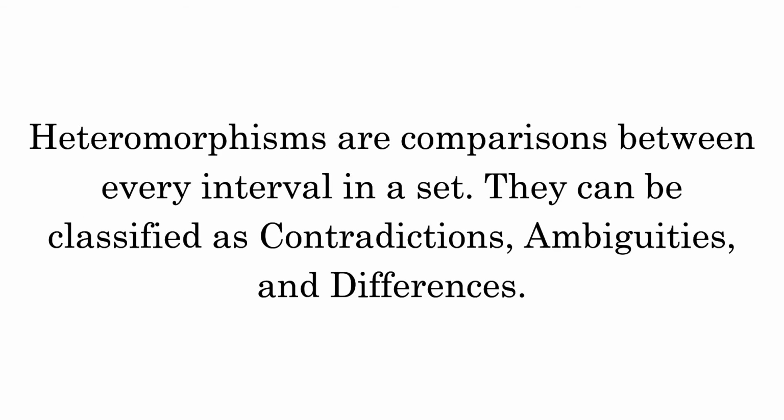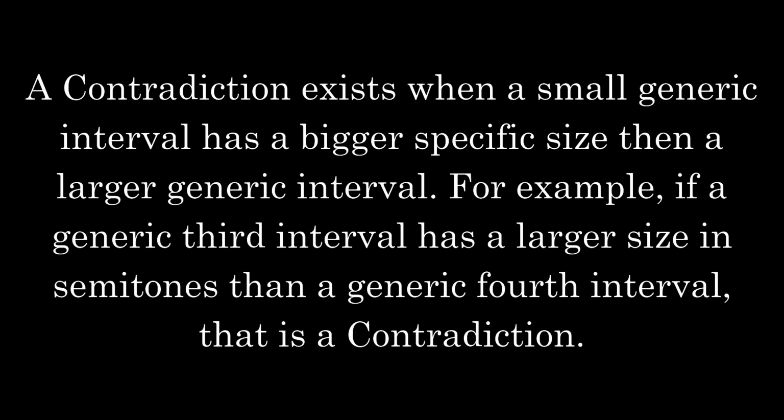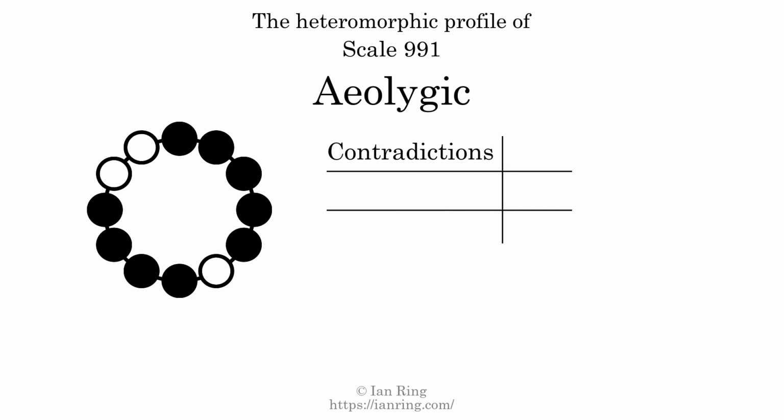Heteromorphisms are comparisons between every interval in a set. They can be classified as contradictions, ambiguities, and differences. A contradiction exists when a small generic interval has a bigger specific size than a larger generic interval. For example, if a generic third interval has a larger size in semitones than a generic fourth interval, that is a contradiction. The number of contradictions in this scale is 28.